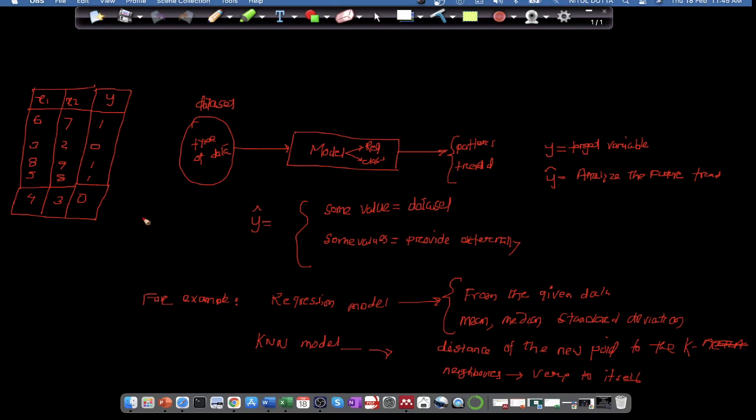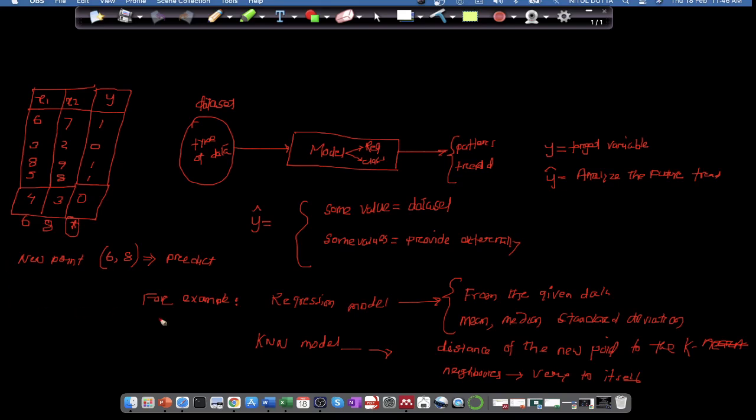Now suppose a new point is given to you as 6 and 8. You have to determine or predict what will be the class of this newly coming element. Let us say this is 6 and 8. We need to find what will be the value here.